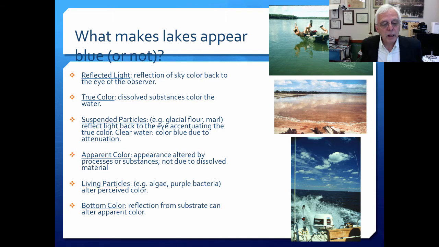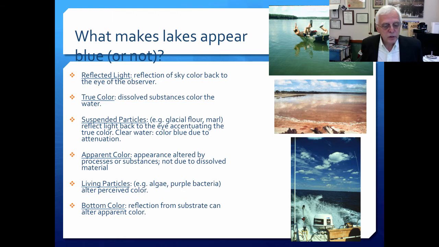So apparent color then is how the appearance of the water color is altered by processes or substances that are suspended, not due to dissolved materials. So true color is from dissolved substances, and apparent color is due to suspended particles normally. Now, in the case that the suspended particles are white, then the color is going to appear to your eye to be the color of whatever is dissolved in the water.